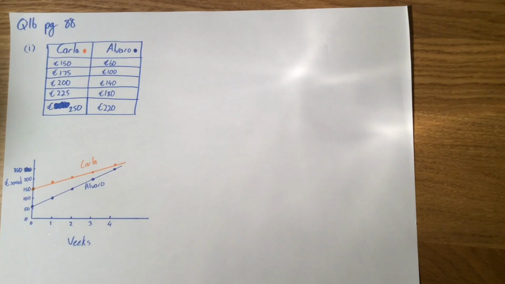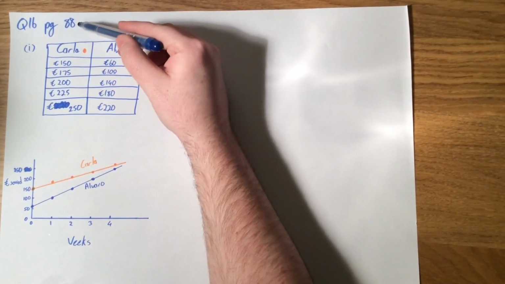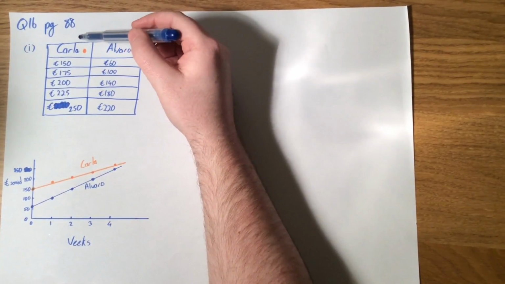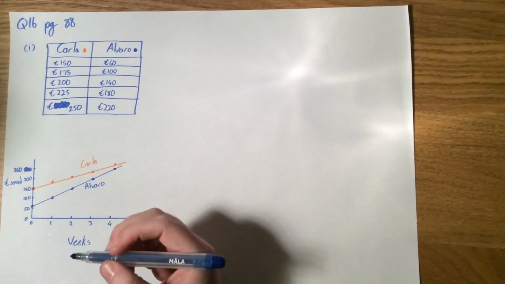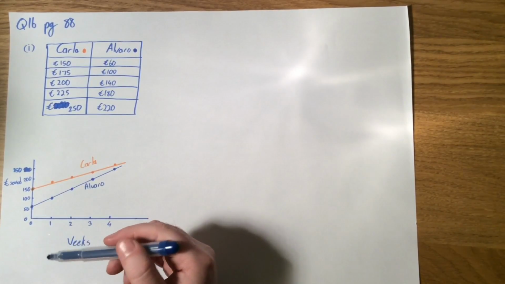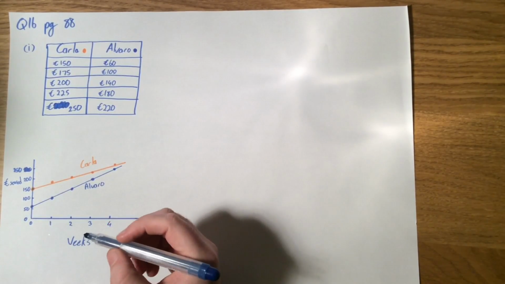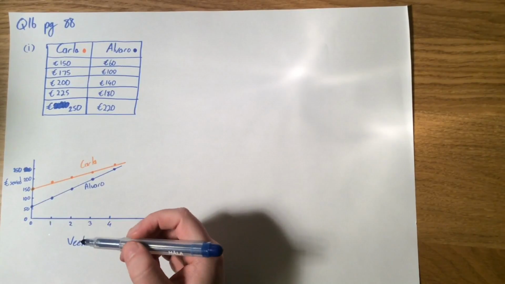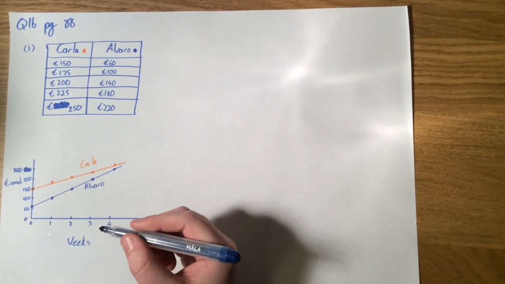Okay, so I have the table. This is question 16, page 88. And the question says, both Carla and Alvaro are saving for a holiday. Carla says €25 a week and already has 150 in her account. Alvaro says €40 a week and he already has €60 in his account.